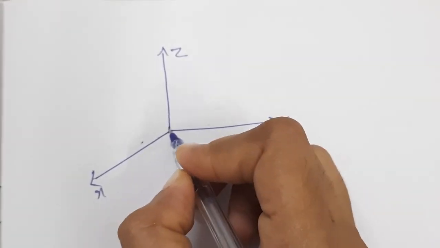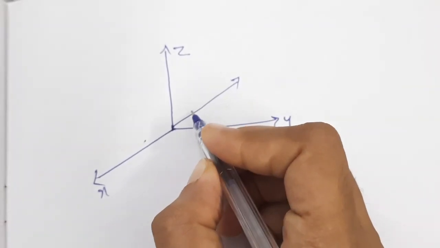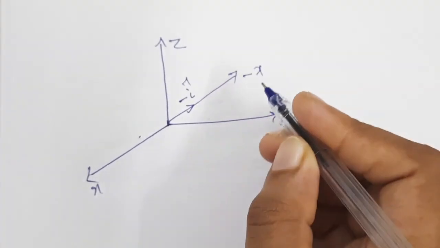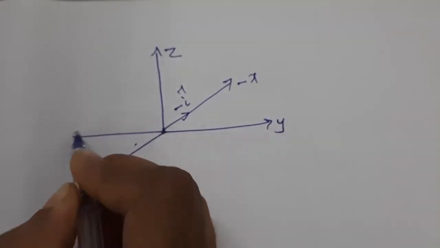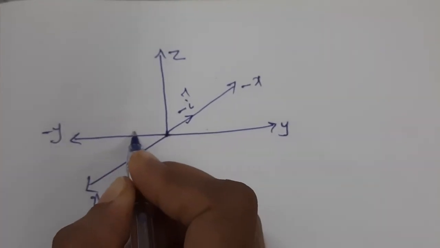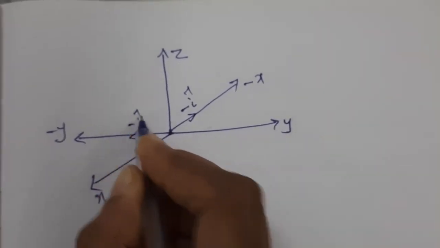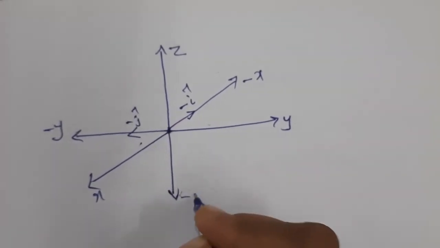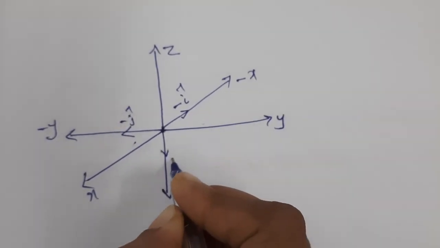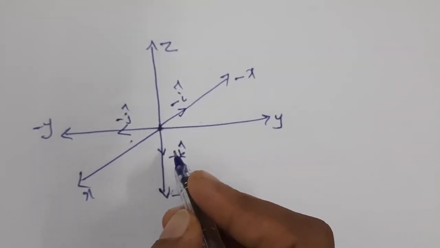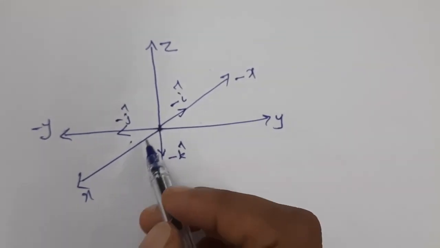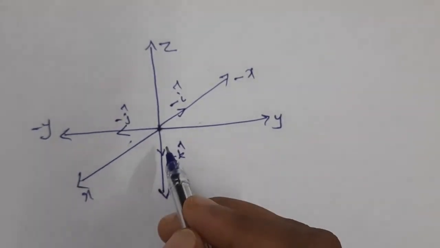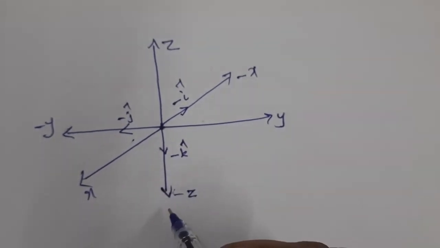Negative of the x direction is this side, so the unit vector here can be written as minus i cap. This is minus x. Negative of y direction is here, that is minus y, so the unit vector is minus j cap. Negative of z direction is here, minus z, so the unit vector is minus k cap. Unit vector along the negative x direction is minus i cap, along the negative y direction is minus j cap, and along the negative z direction is minus k cap.